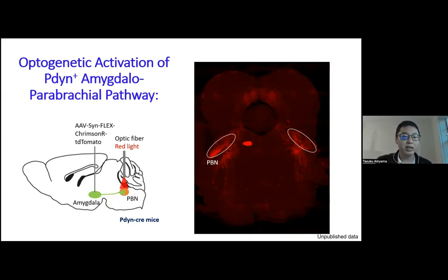To test that, we activated the PD-1 positive amygdala pathway. Instead of implanting the optic fiber above the amygdala, now we implant the optic fiber above the PBN. That way, we can only activate the amygdala neurons which project to the PBN. And then we checked that the PD-1 positive neuron terminals are expressed in the PBN, as you can see here, those red.